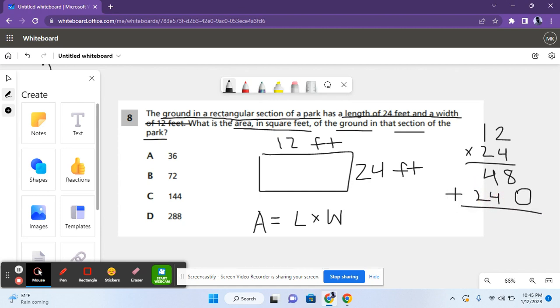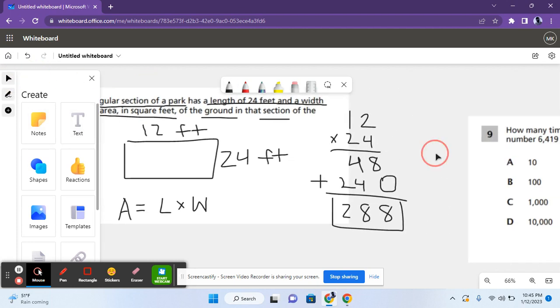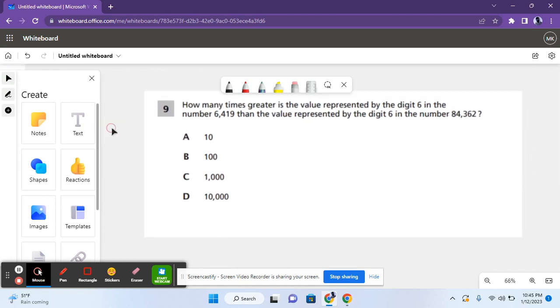Now let's add them. 8 plus 0 is 8. 4 plus 4 is 8. 2 plus, nothing on top, that's just 2. So the answer is 288 square feet, and that's D. So D is the correct answer for question 8. Let's move on to the next problem, which is question 9.